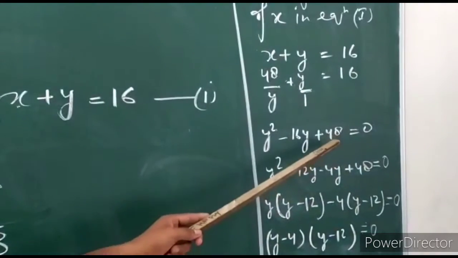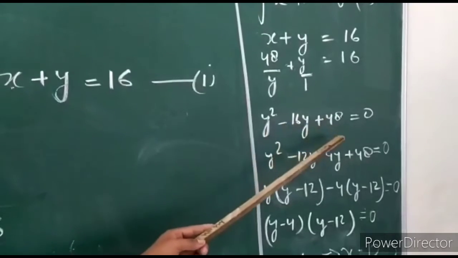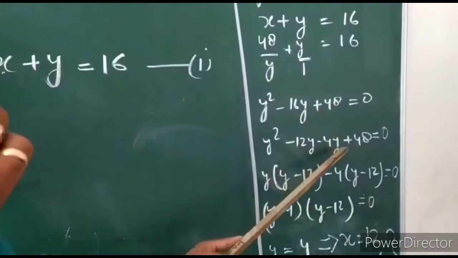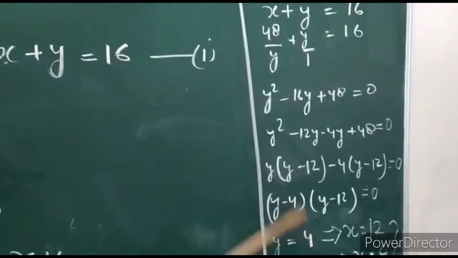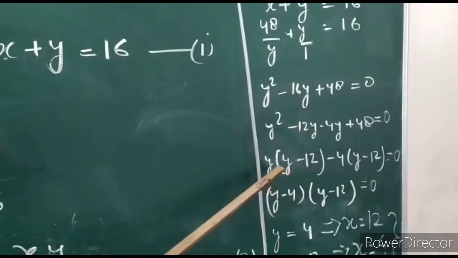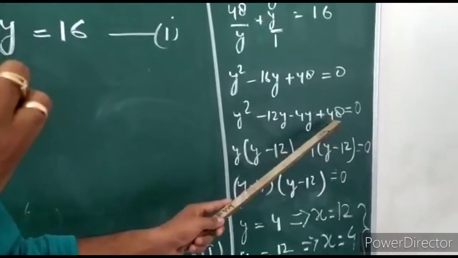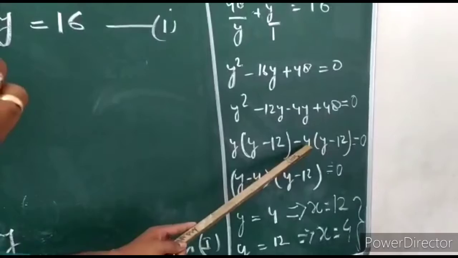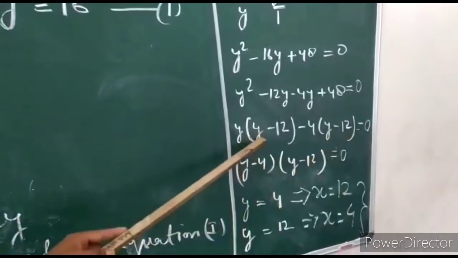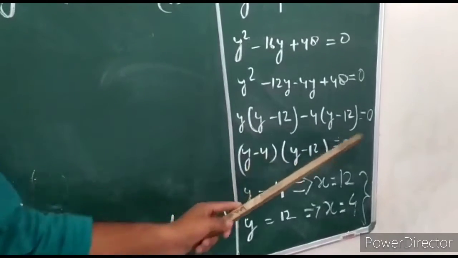Here we will factorize 48 in such a way that the sum of two numbers will be 16 and their product will be 48. Therefore, its factors will be y square minus 12y minus 4y plus 48 is equal to 0. Now in y square and 12y we take common y, so y square minus 12y will be y in bracket y minus 12, and from 4y and 48 we take common 4, so it will be minus 4 in bracket y minus 12. Now y minus 12 is common in both terms, therefore this will be y minus 4 into y minus 12 is equal to 0.